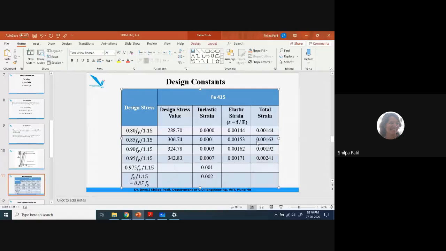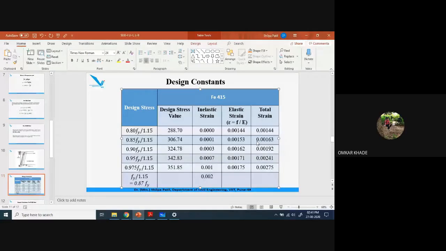Next. 351.85. Okay. Elastic strain. 0.00175. Okay. Total strain. 0.00275.